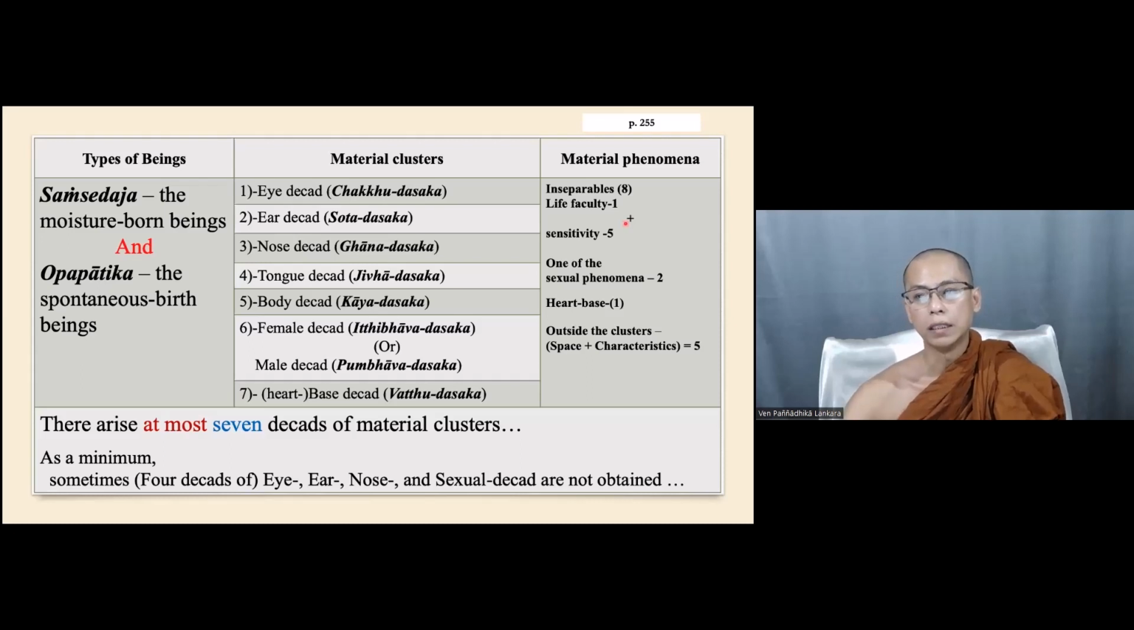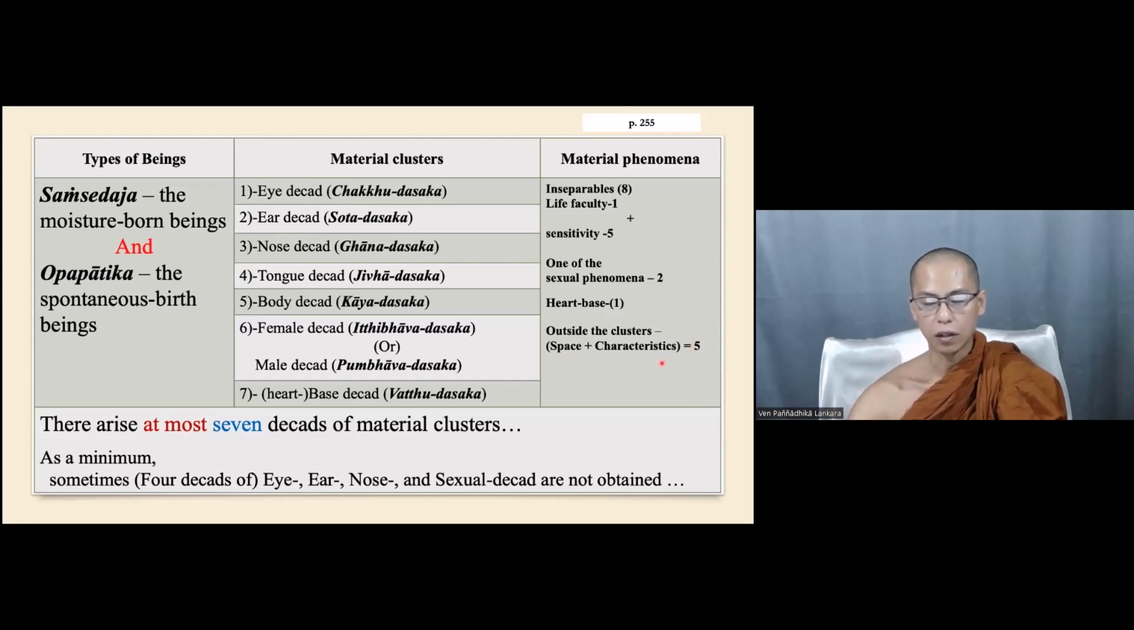the material cluster, there must be the space and the characteristics of 5. But not all characteristics are there, because at the moment of rebirth, some characteristic materialities are absent, like decay, etc. So we need to take out some characteristics. This is the possible counting. But at the moment of rebirth, only 2 characteristics. So here, if we find out the specific number, we have to make this 3, only 3.